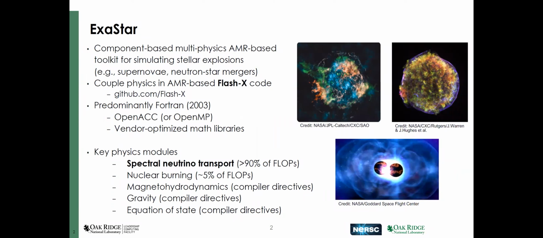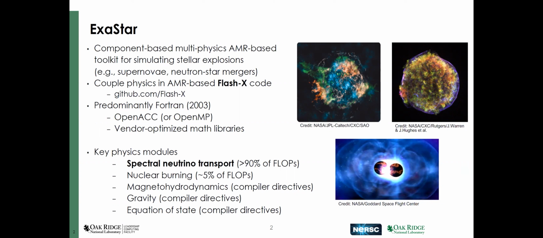And the approach that we're taking is to use the AMR-based FlashX code, which is predominantly written in Fortran. And our approach has been to use compiler directives, so primarily OpenACC and OpenMP, and then using some vendor-optimized math libraries for things like linear algebra when possible.